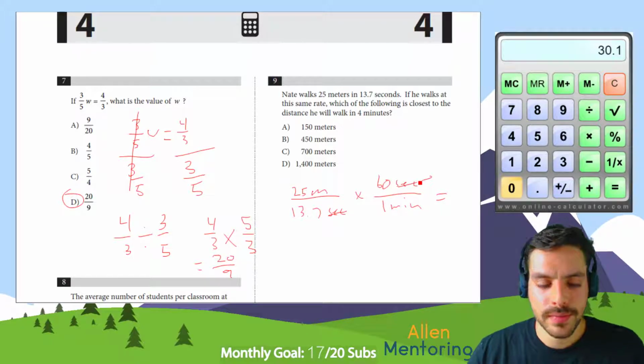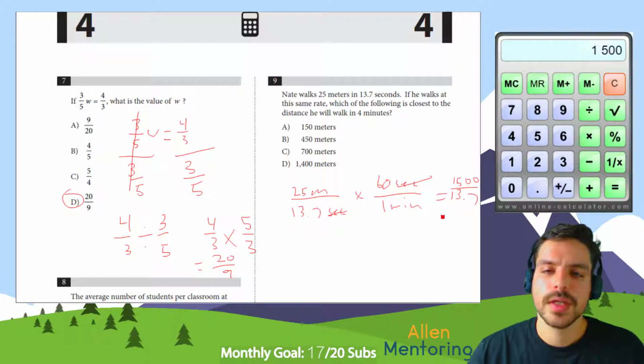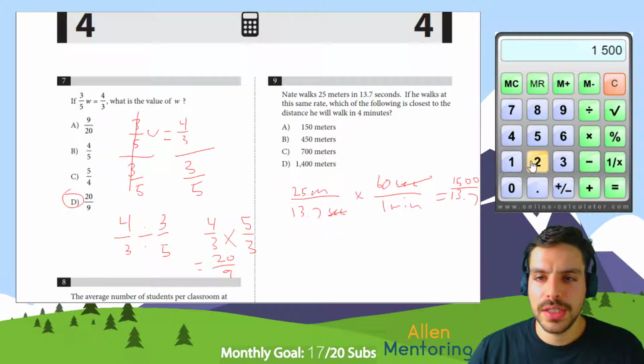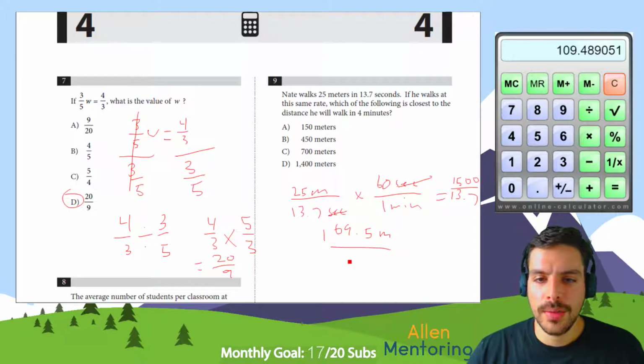Okay, so let's do this here. 25 times 60, and let's use our handy dandy calculator. 25 times 60 is 1500 over 13.7 times 1. I don't need a calculator for that. If I do 1500 divided by 13.7, that'll be about 109.5. And so this is our speed in meters over minutes. We see that because these are the only 2 units remaining.